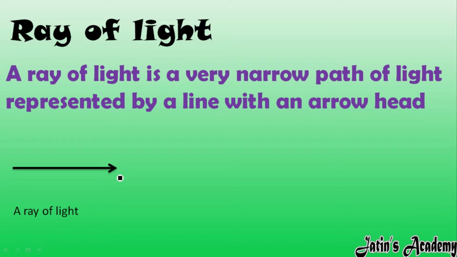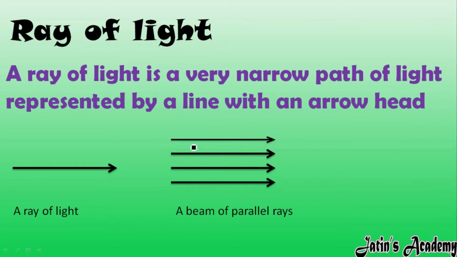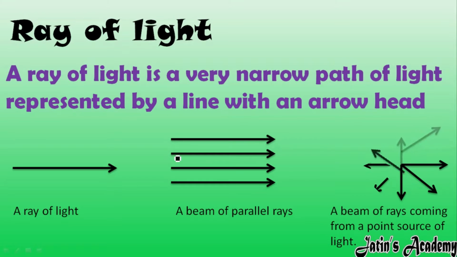This arrowhead is showing the direction of the ray of light, meaning in which direction this ray of light is moving. So this arrowhead is showing the direction, and a ray of light is a very narrow path of light. It is represented by a line. Okay. If we are collecting the rays of light, then those rays of light will form a beam of light.